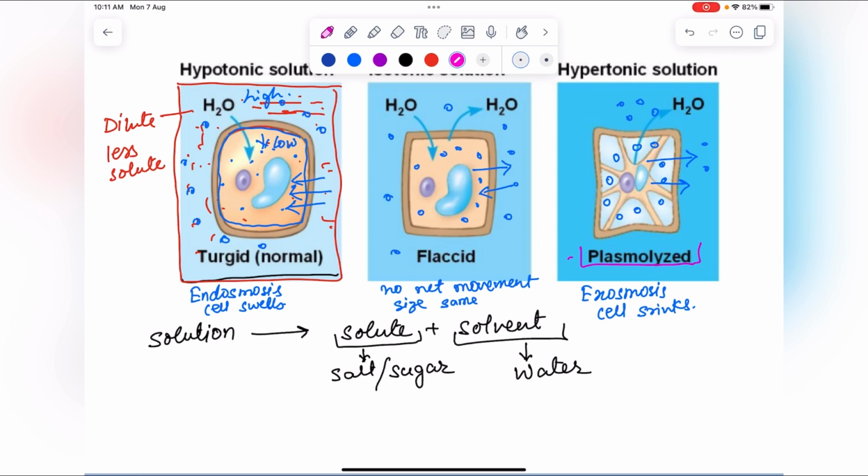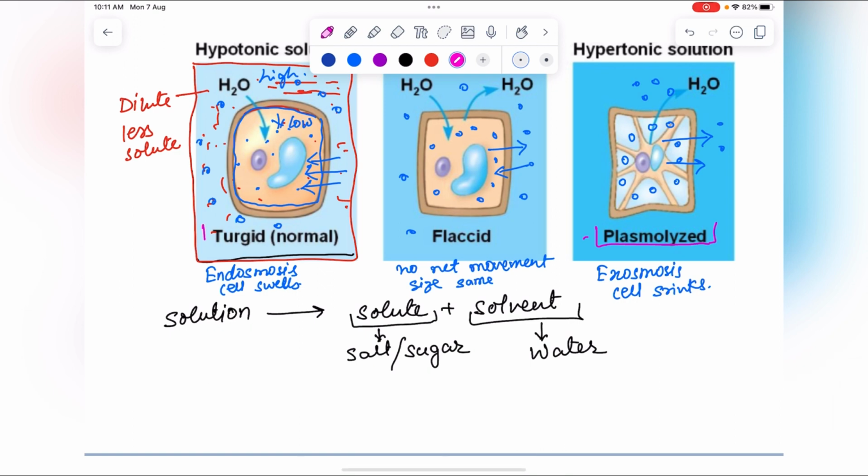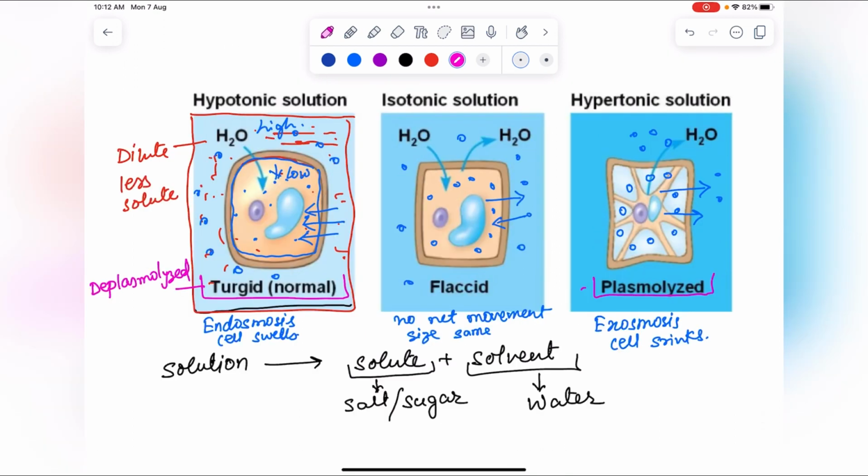And what is deplasmolysis? Deplasmolysis is the reverse of plasmolysis, by which the normal size of the protoplasm is re-established by the entrance of water into the cell by endoosmosis. There will be deplasmolysis. I hope it is clear.